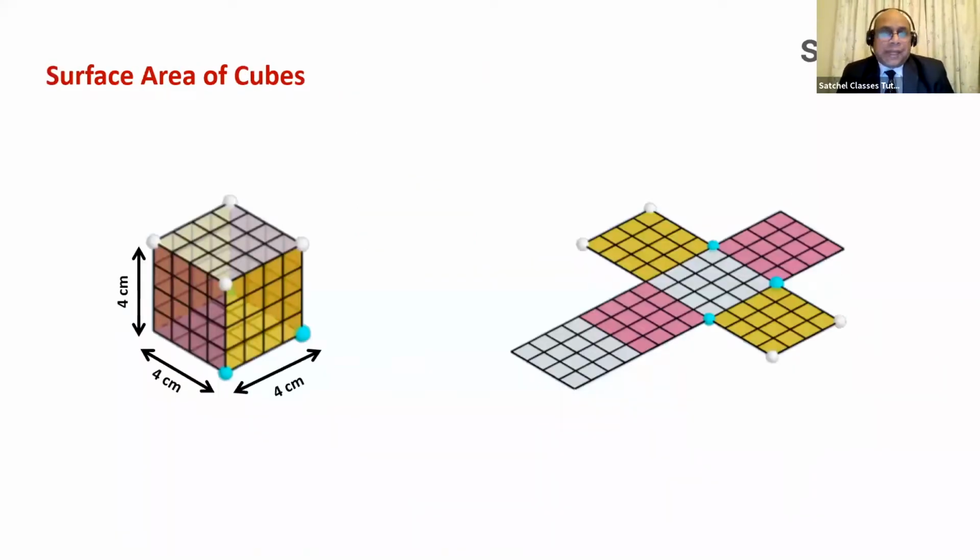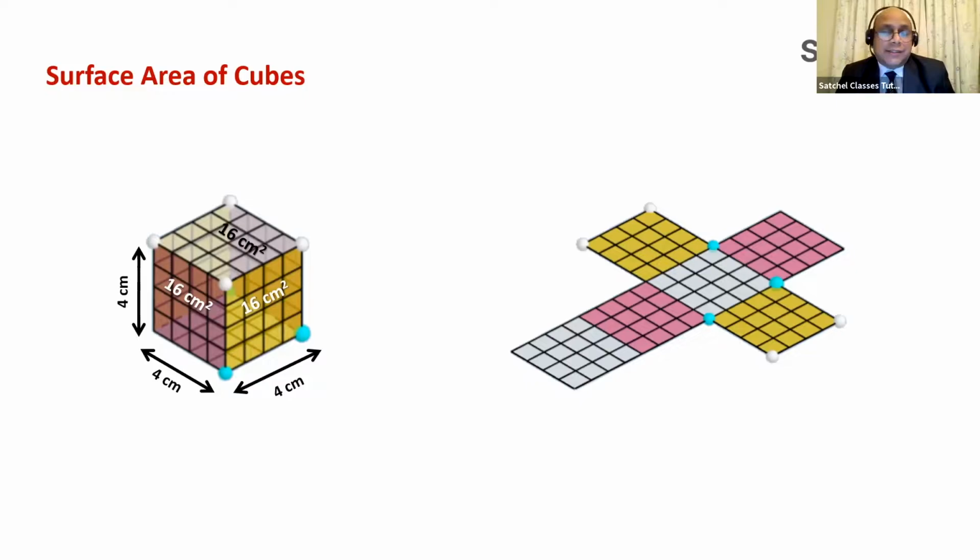Well, let's take an example. How about the surface area of this particular cube? If you look at a cube, all the dimensions are the same. In this case, it is 4 centimeters. And each face of a cube is a square. So what will be the area of each face of the cube? It's a square with side 4 centimeters. So the area of each of those faces will be 4 squared, which is 16 centimeters squared.